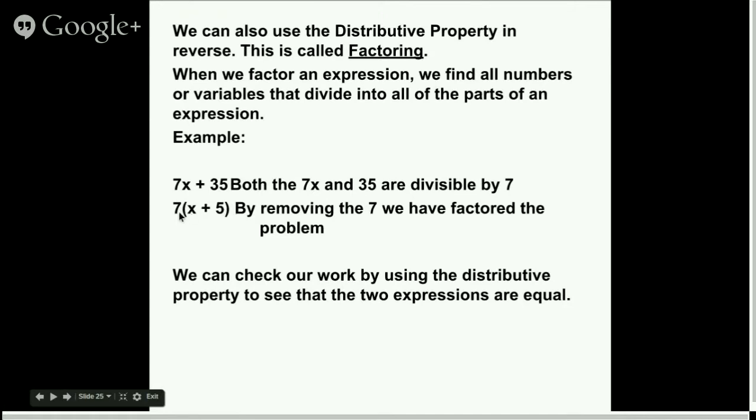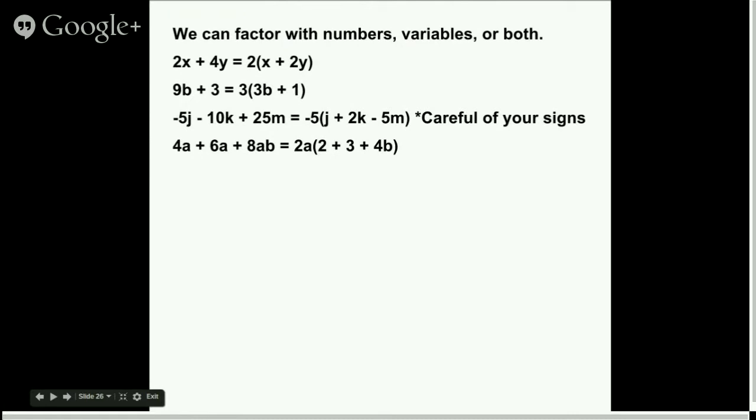So 7x plus 35. And what you should do is, whichever way you do this, you should double check by doing the opposite. So the distributive property and factoring are opposites of each other, and you can double check. So if you're given this and you do this, okay, you can double check by going back. All right. So you can factor numbers with variables or both.